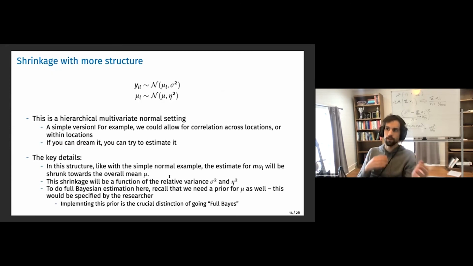This is what's known as a very simplified hierarchical multivariate normal setting. This is really simple. So why am I saying it's really simple? Well, we're saying that all the locations are independent. So you could have allowed for correlation across locations or within locations in some meaningful way. What's nice is, as I said here, if you can dream it, you can estimate it. The idea is that you don't have to keep things simple if you don't think that's what fits the data.